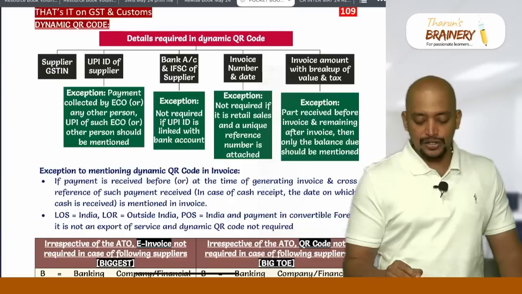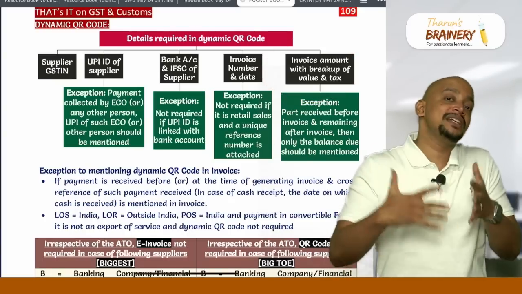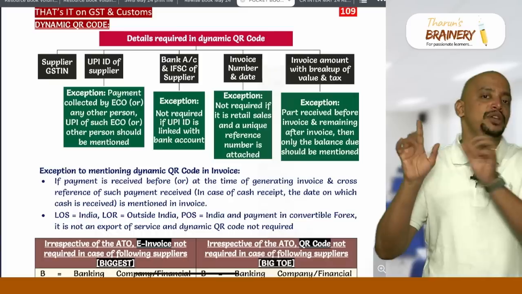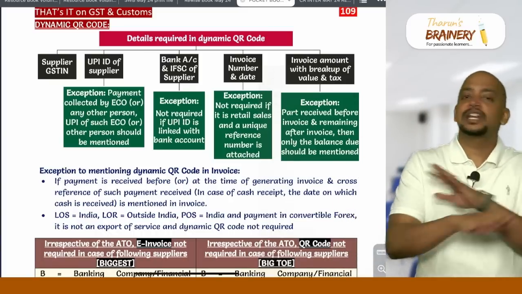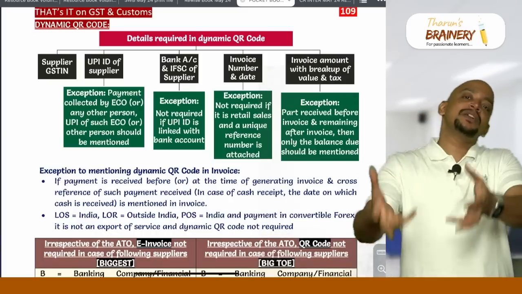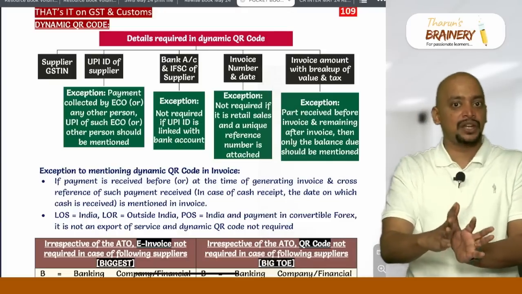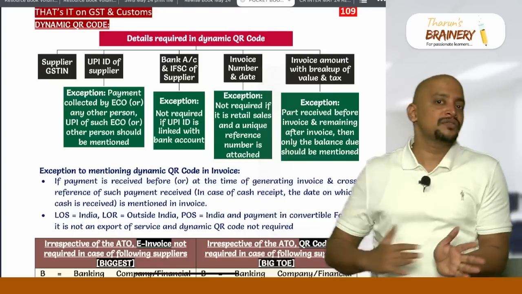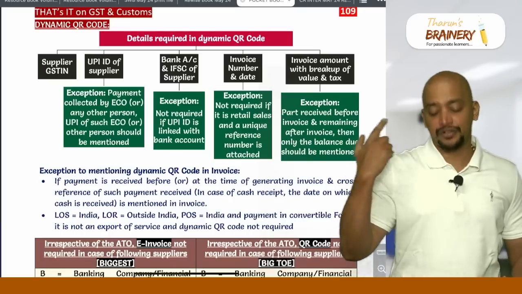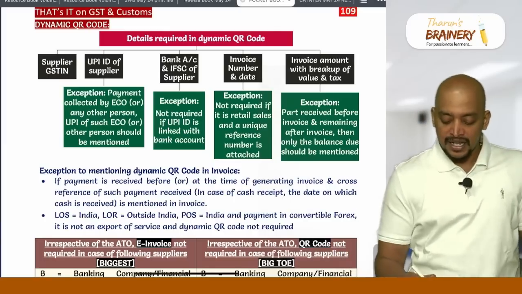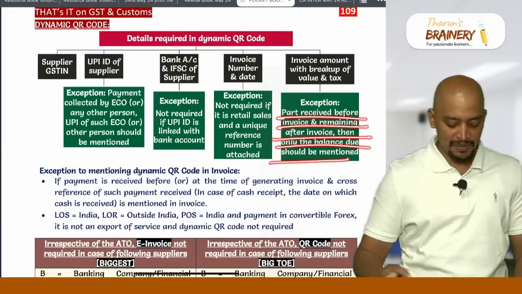And in case of invoice amount along with breakup of value and tax, remember only when the payment is collected after preparing the invoice, dynamic QR code is required. When the payment is collected before the invoice, dynamic QR code is not required because the payment is already collected. If the cross reference of that payment is mentioned in the invoice, that will be sufficient. So if part payment is collected before invoice and part payment is collected after invoice, we need to prepare a dynamic QR code only for the remaining amount. If part is received before invoice and the remaining after invoice, then only the balance due should be mentioned.